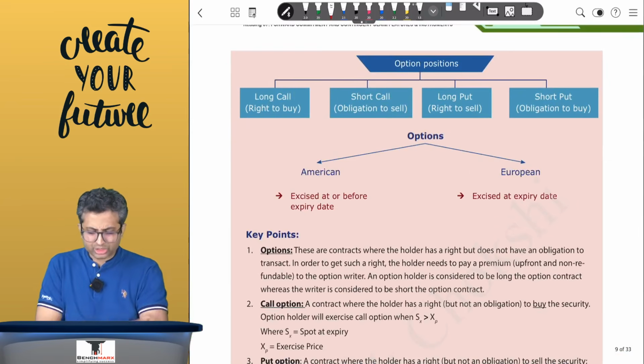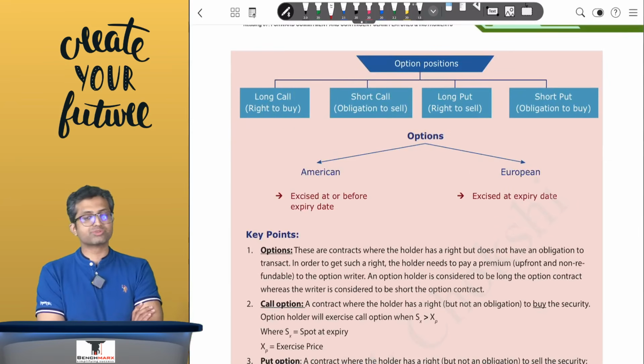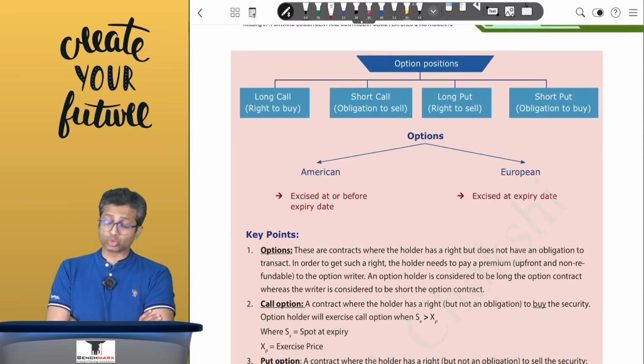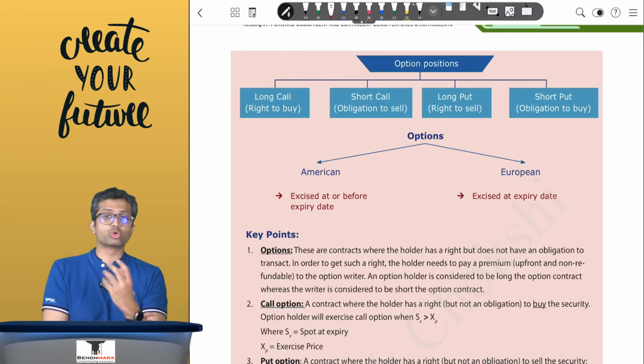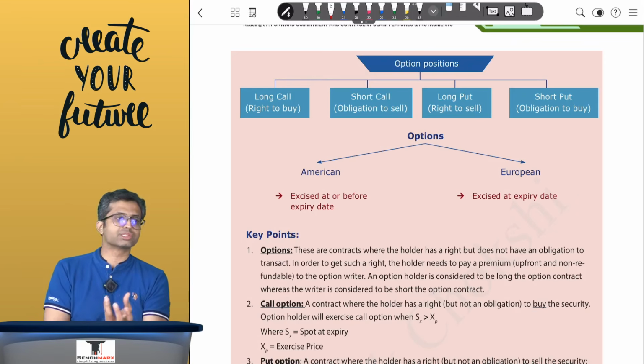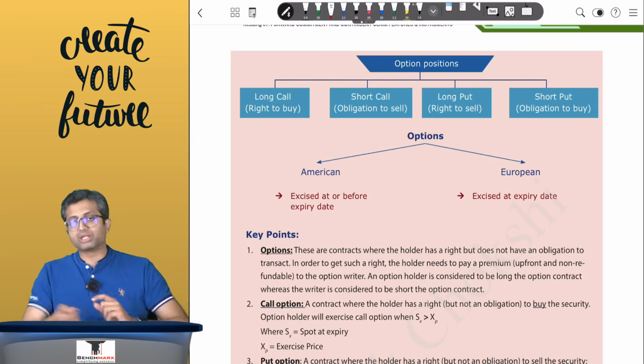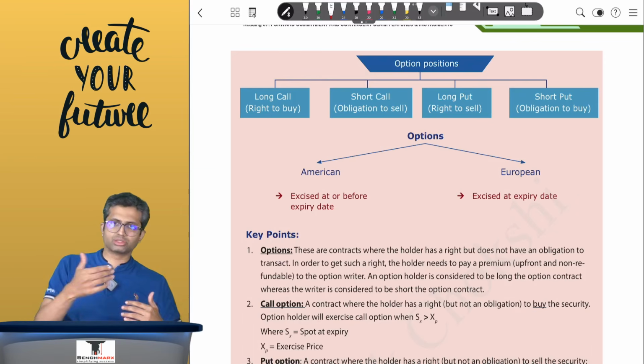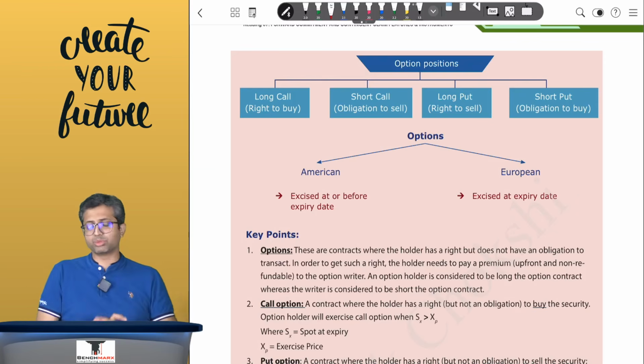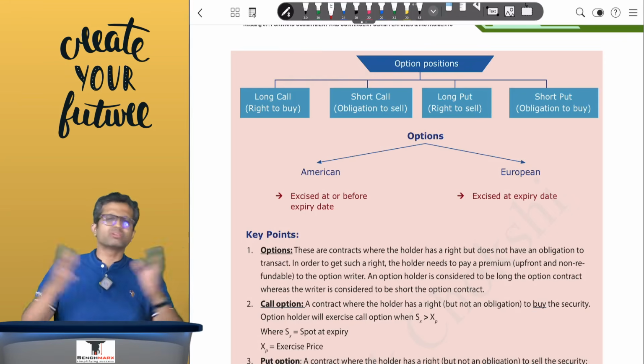When you look at options, there is a call option which gives you a right to buy, a put option which gives you a right to sell. If you are an option holder, you are considered to be long the call, or if you are a put option holder, you are considered to be long the put. If you are an option writer, on the other hand, you are considered to be short the call or short the put, as the case may be. Remember, there are two types of options.